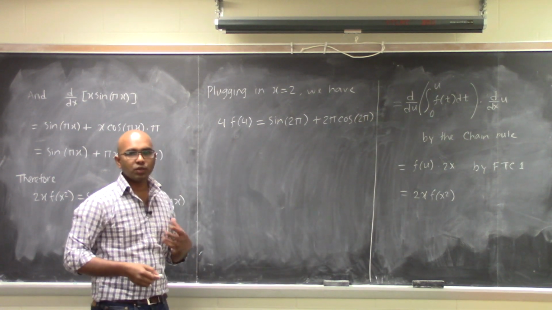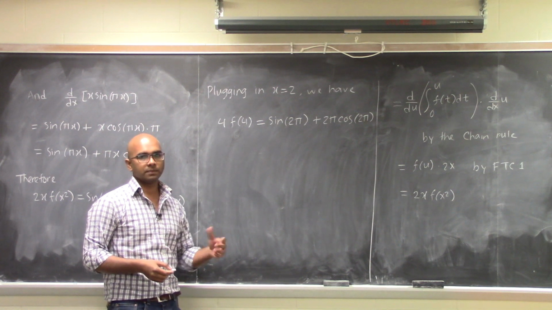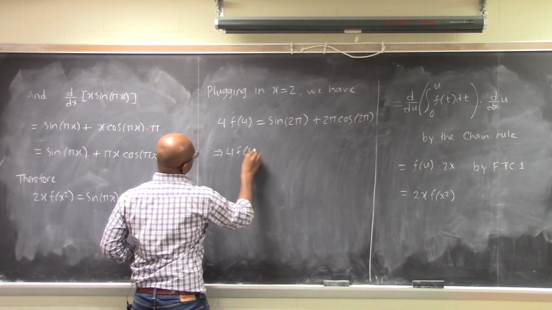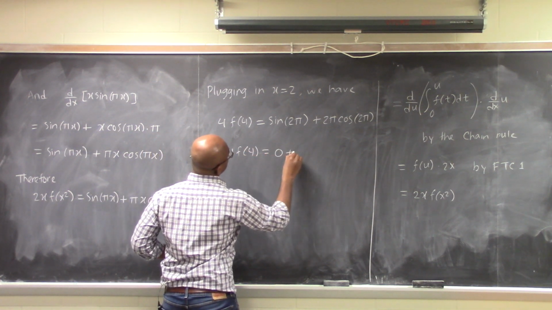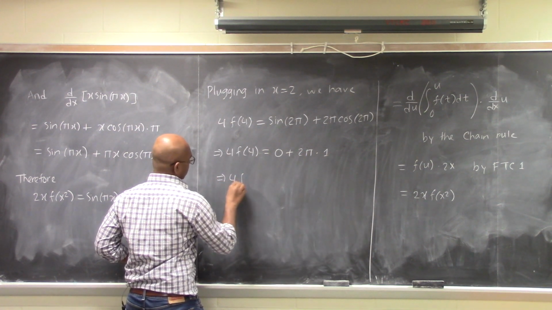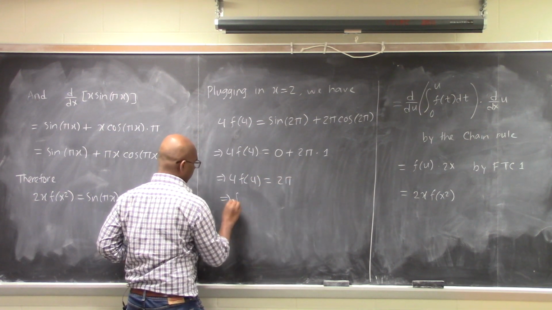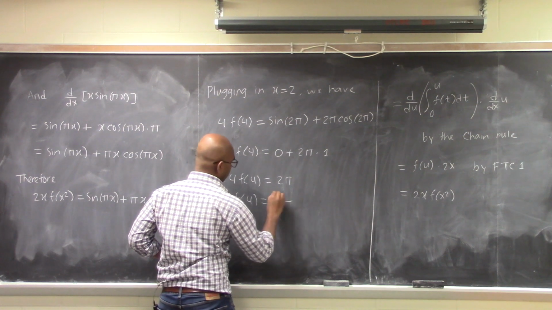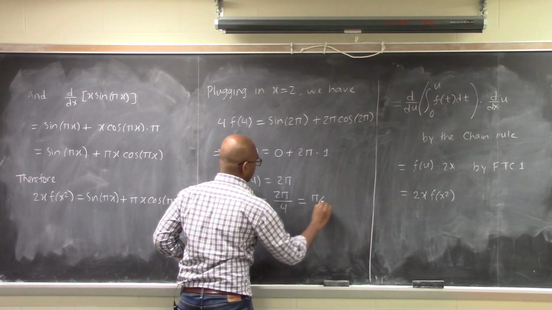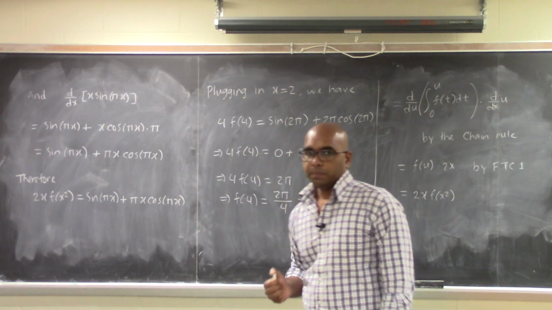Okay, now what is sine 2 pi? It's 0. And what is cosine 2 pi? 1, right? So this is 4 times f of 4 equals 0 plus 2 pi times 1. So that means 4 times f of 4 equals 2 pi. Therefore, f of 4 equals 2 pi over 4, which is pi over 2. So that's how we solve this problem.